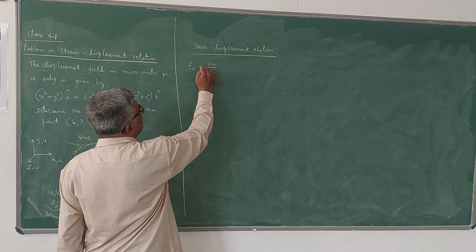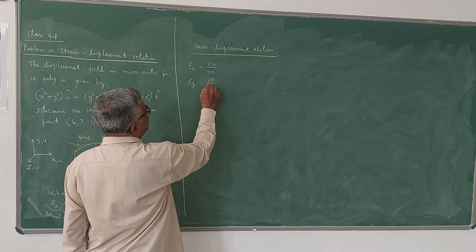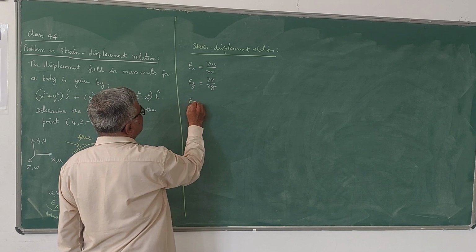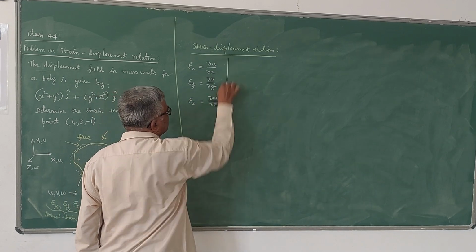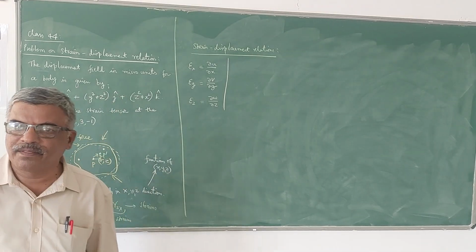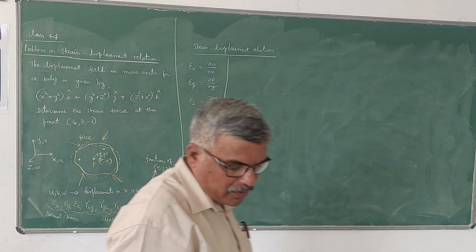This is simple to remember. Epsilon y is dou v by dou y. Epsilon z is dou w by dou z. Got it? So epsilon x is dou u by dou x.